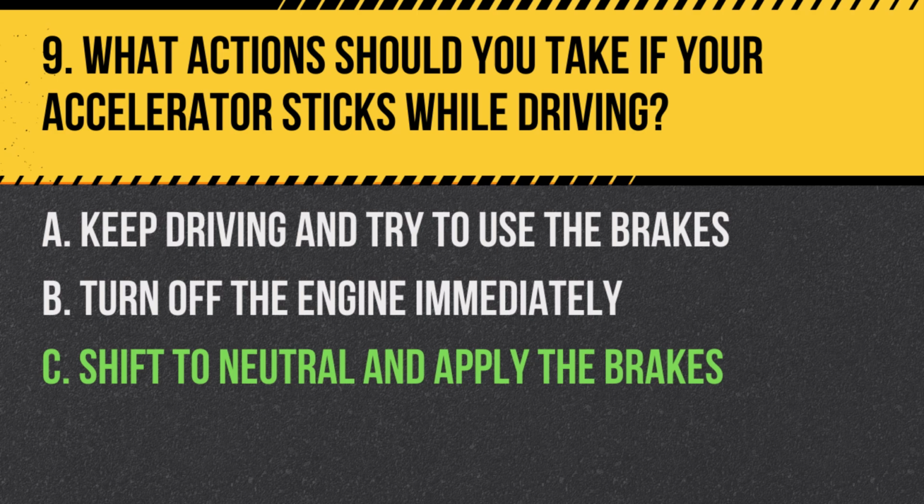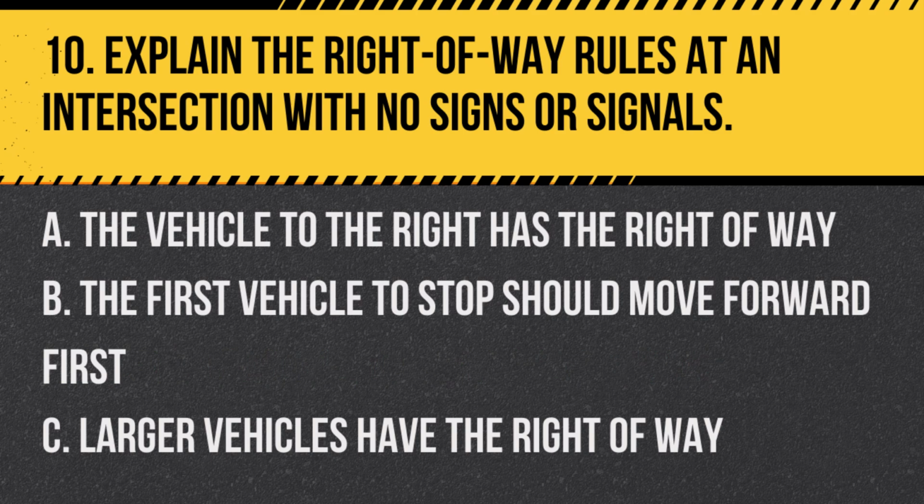Question 10. Explain the right-of-way rules at an intersection with no signs or signals. A. The vehicle to the right has the right-of-way. B. The first vehicle to stop should move forward first. C. Larger vehicles have the right-of-way. Answer: A. The vehicle to the right has the right-of-way. At an intersection with no signs or signals, the vehicle to the right has the right-of-way.